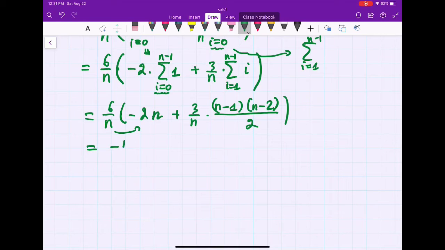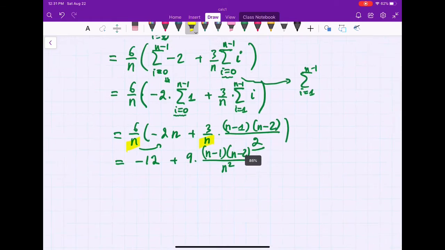So I have negative 12 plus 6 with 3 is 18. 18 divided by 2 is 9. So I write 9 in here, okay? I have n minus 1, n minus 2 over n squared, because you have one n in here and another n right here.